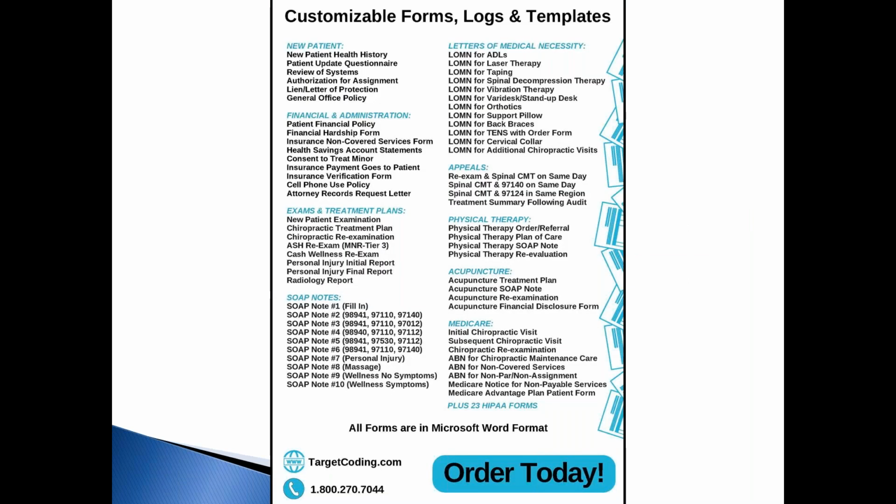Forms, I mentioned the forms. We have tons of forms. Again, you could have the best software in the world. You need fight back letters. You need HIPAA forms, ABN forms. We have a whole bunch of sample SOAP notes, exams and treatment plan forms, financial hardship forms, health savings account statements, consent to treat minor.